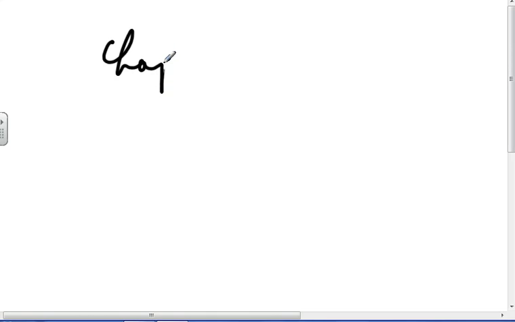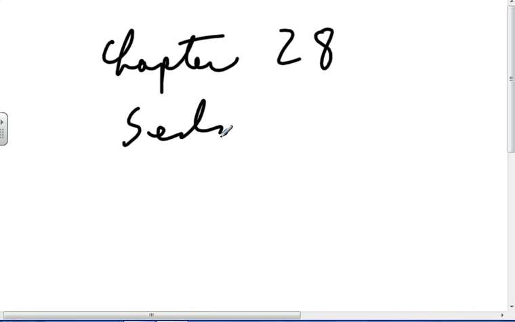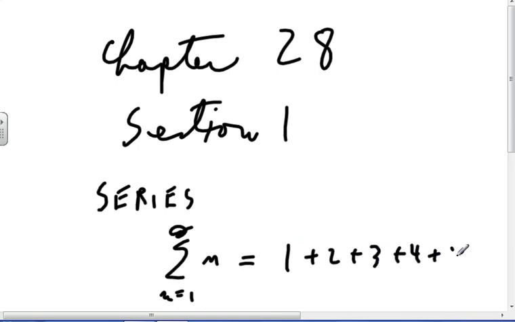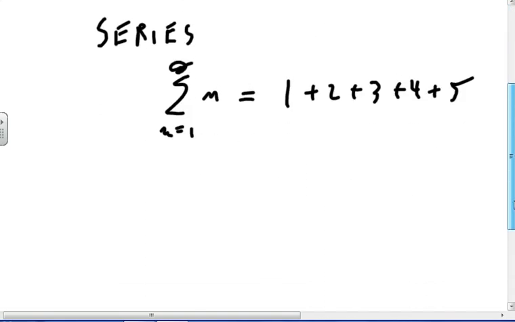Okay, we're starting chapter 28 in Tech Math 4, and we're in section 1. This has to do with series. A series is something that's being added together. So the summation of n, going from 1 to infinity: 1 plus 2 plus 3 plus 4 plus 5. That would be a series.